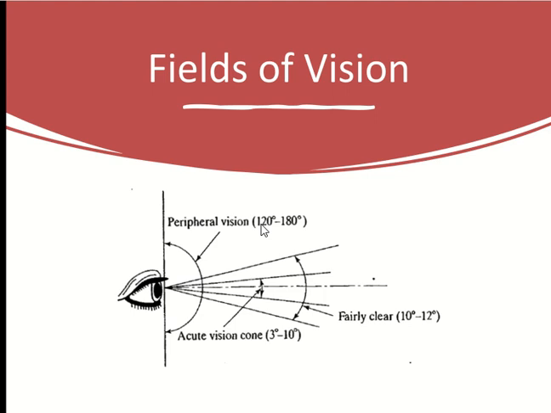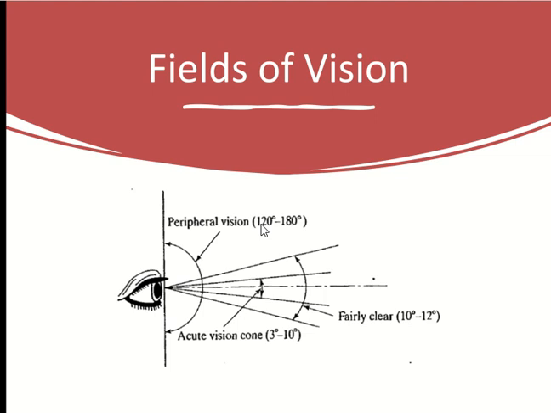See, acute was up to 10 degrees, right? Fairly clear is only a little bit ahead of it, up to 12. So it's very close to acute vision. There is not much difference between acute and fairly clear, only a very small difference. Most of the things which you can do with acute vision can also be done with fairly clear vision.